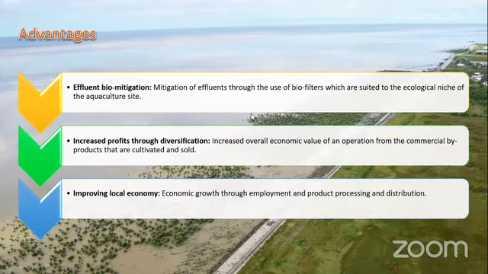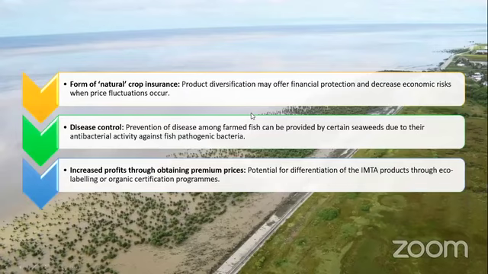Next slide, please, ma'am. It forms a natural crop insurance. Product diversification may offer financial protection and decrease economic risk. Disease control, prevention of disease among farm fishes can be provided by certain seaweeds due to their antibacterial activity against fish pathogenic bacteria, increased profit through obtaining premium prices.